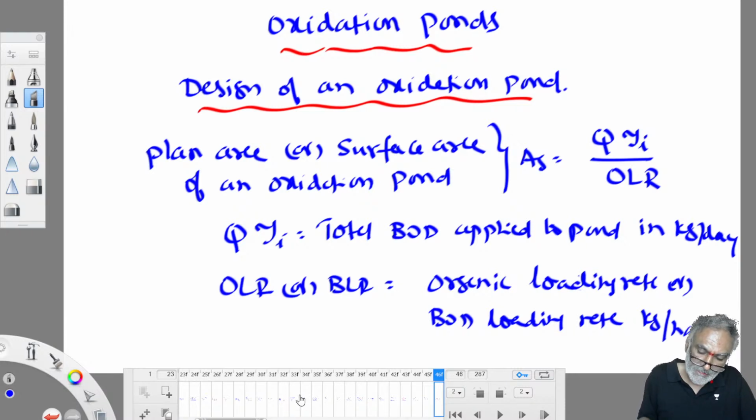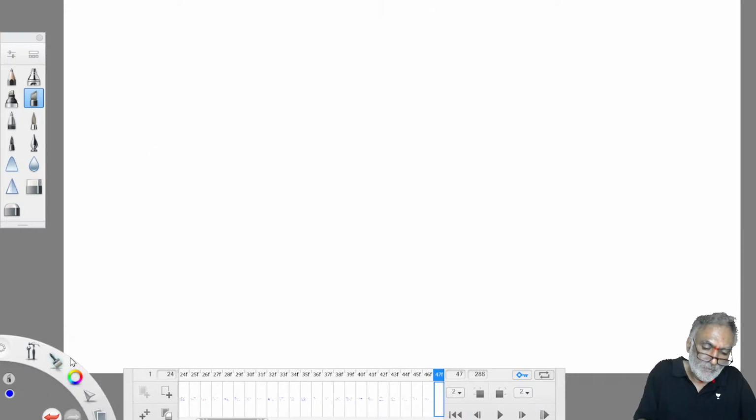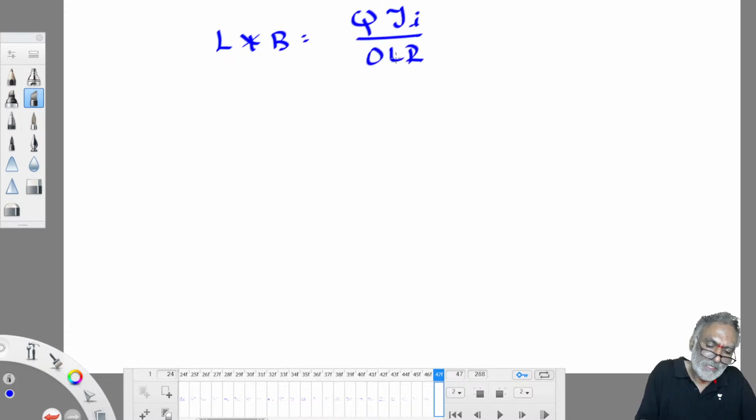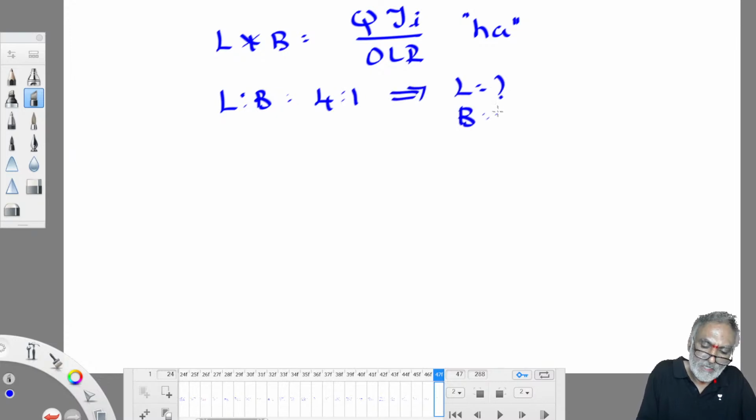Therefore, what you get is surface area in hectares. So L into B value is equal to Q into Y by organic loading rate, will get in so and so hectares. Then you can convert it to meter square using L is to B ratio. Normally we provide 4:1. From this you can find out length of the oxidation pond and width of the oxidation pond. And the second parameter is detention time.